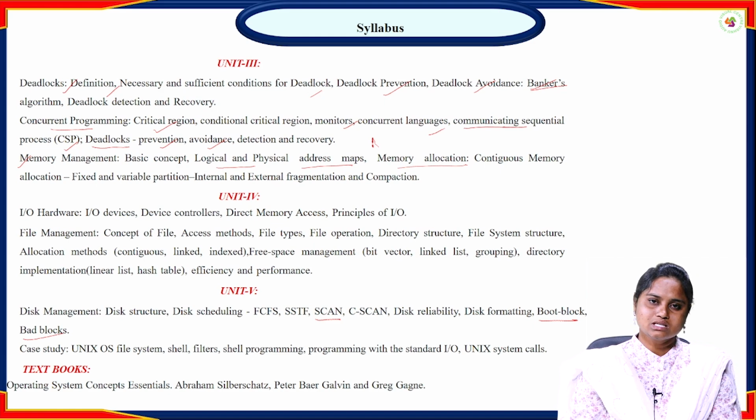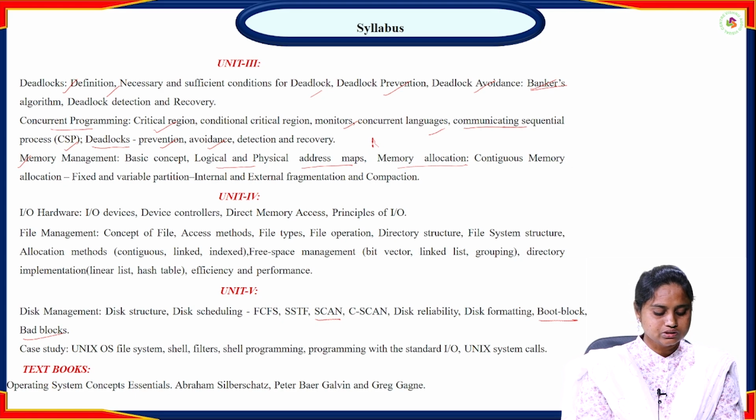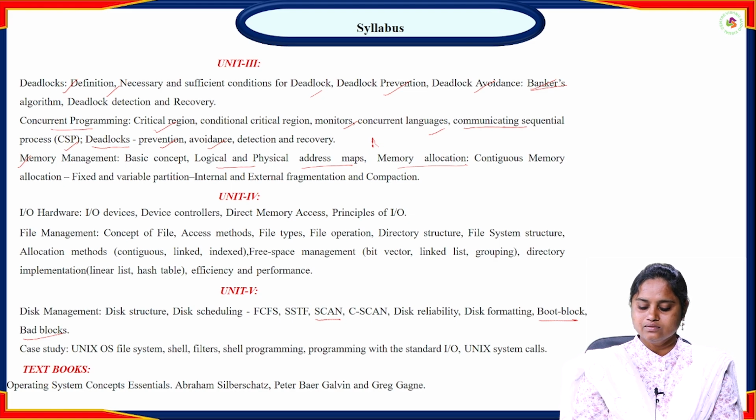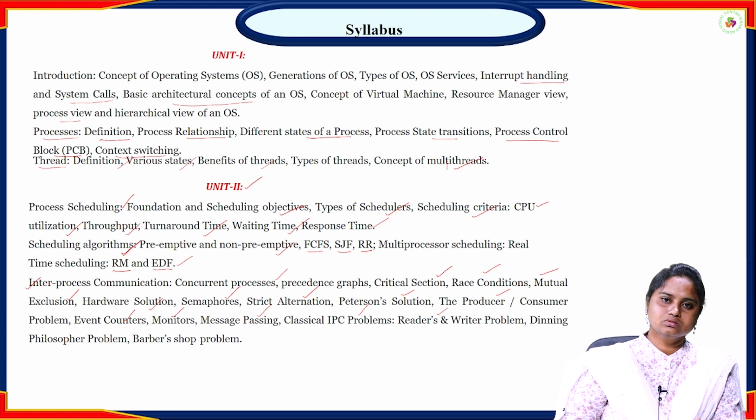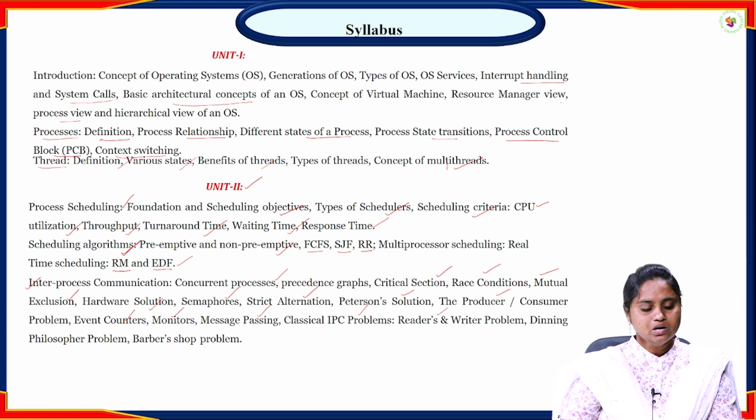For all these topics, there is a prescribed textbook for the 22 regulation: Operating System Concepts Essentials, by Abraham Silberschatz, Peter Galvin, and Greg Gagne. These are the authors. This textbook covers all the topics in the syllabus. Briefly, in unit 1, the main objectives of operating system, what is a process, the main components of operating system, and the architectures.